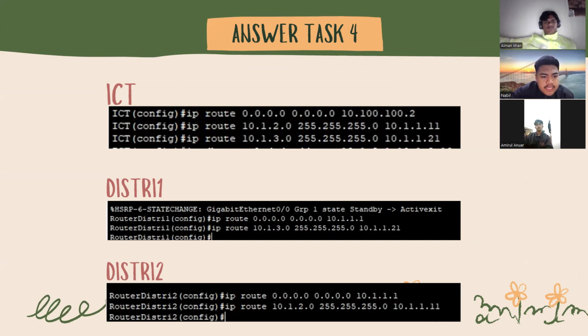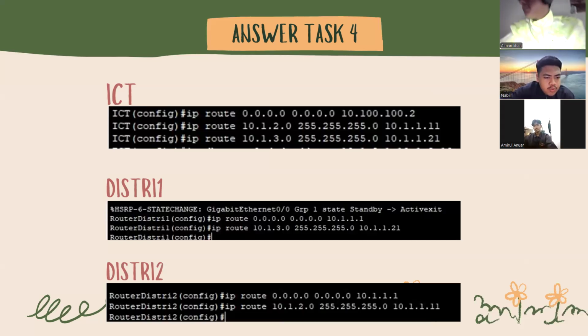So for the distribution one, there are two IP routes. Firstly is ip route 0.0.0.0 0.0.0.0, and the next IP is 10.1.1.1. Secondly is ip route 10.1.3.0. The subnet mask is 255.255.255.0, and the next IP is 10.1.1.21.